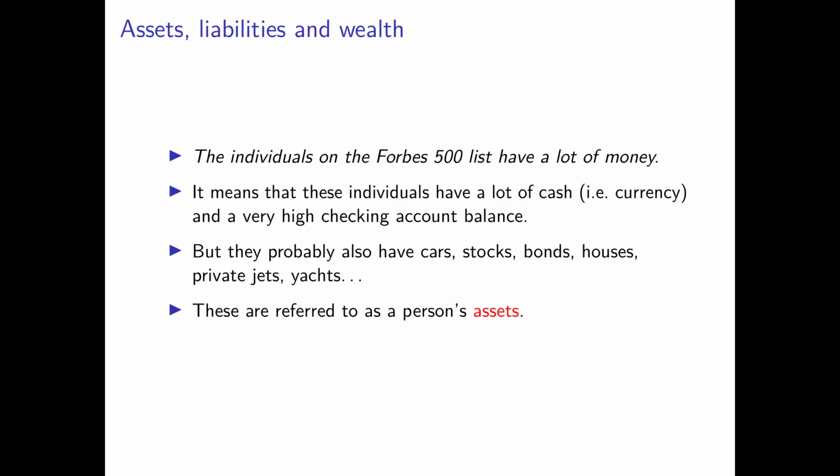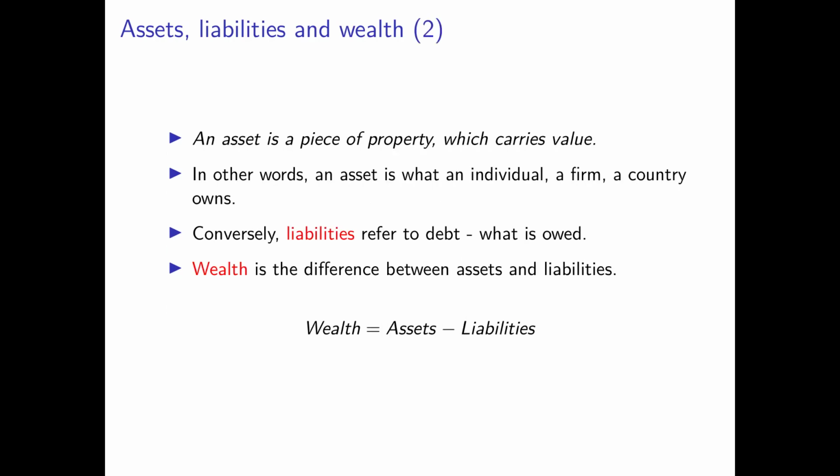properties. The technical term to refer to all these non-monetary items which are part of your wealth, and we're going to talk about wealth in a second, is assets. An asset is a piece of property which carries value. Actually, money in all its forms is an asset, but there are many other assets which are not monetary assets. In other words, an asset is what an individual, a firm, a country owns.